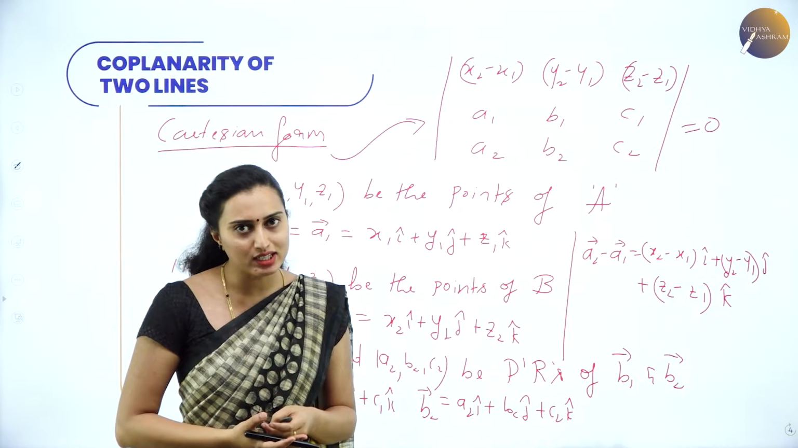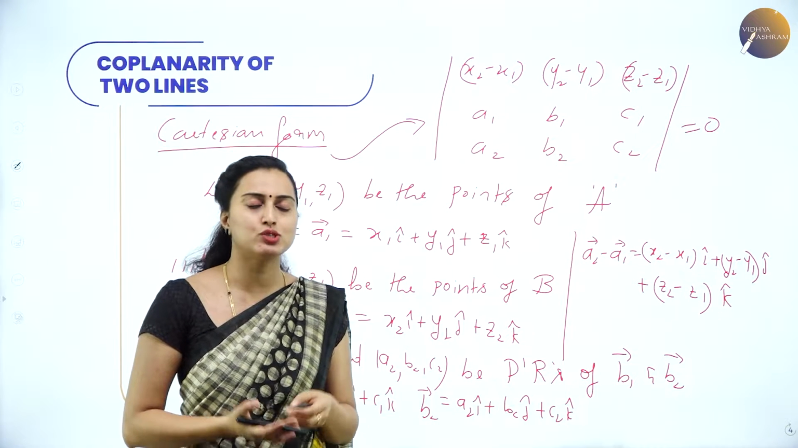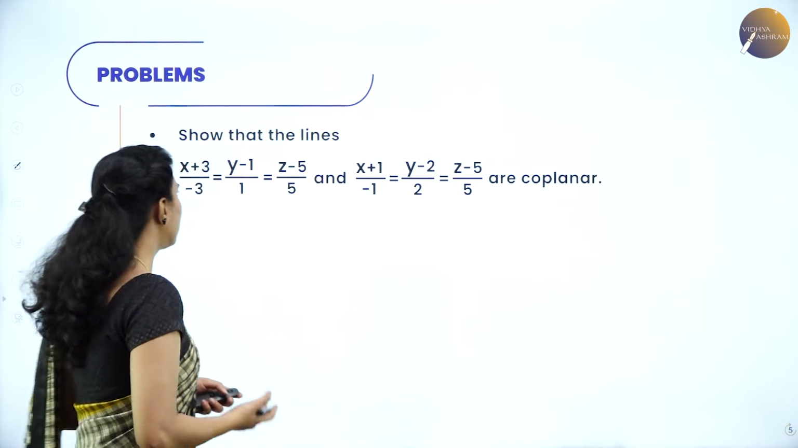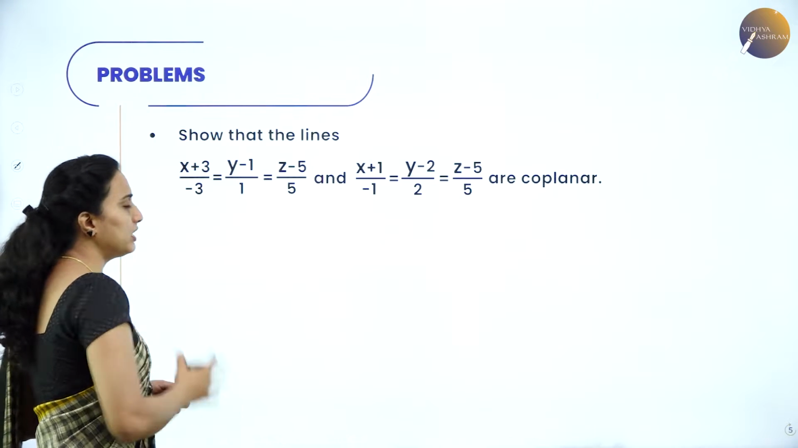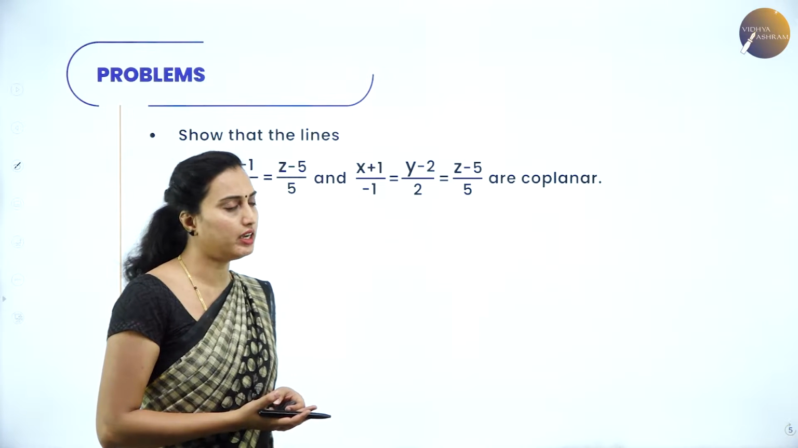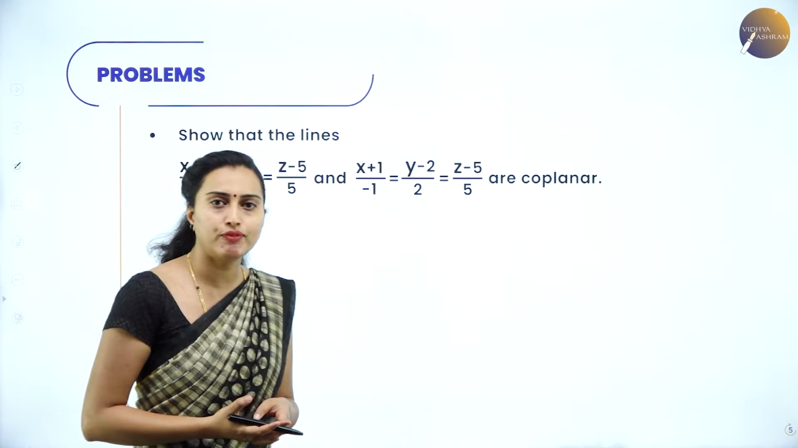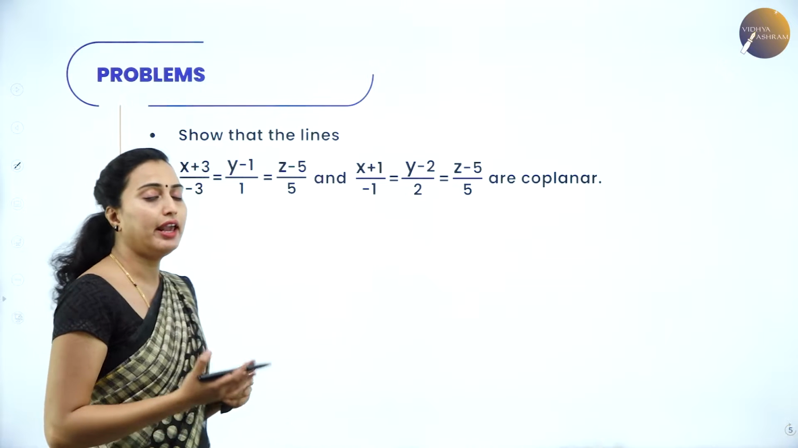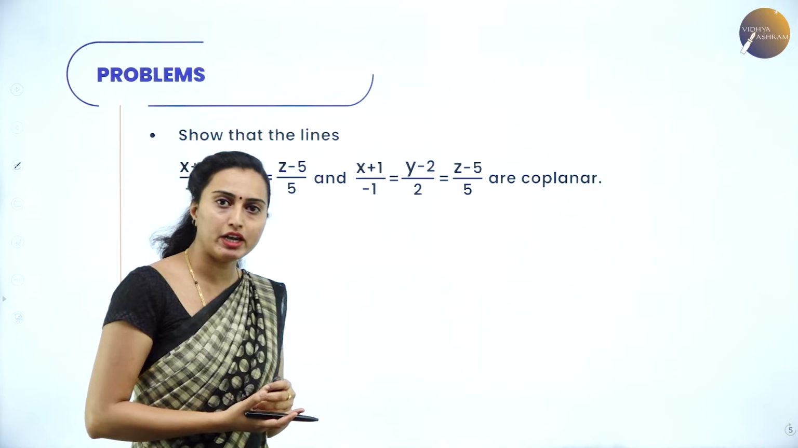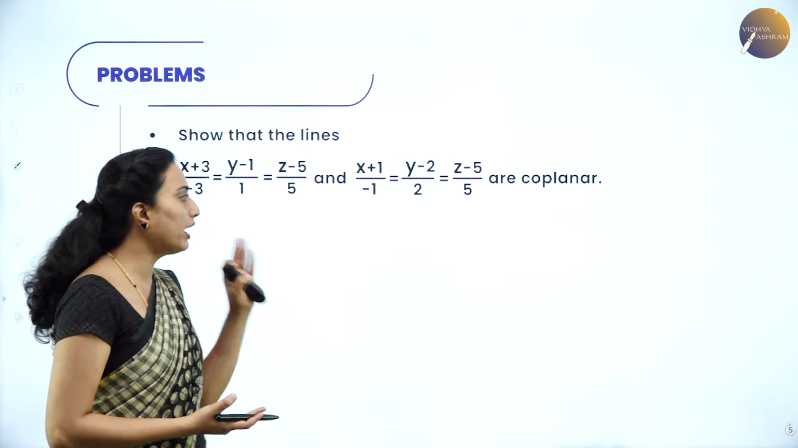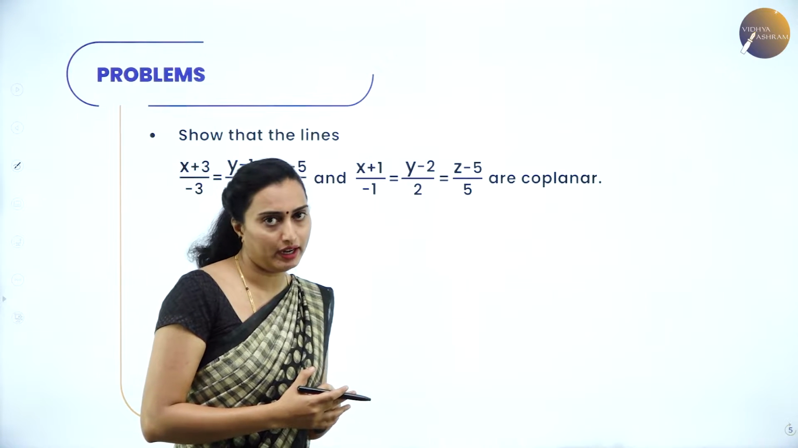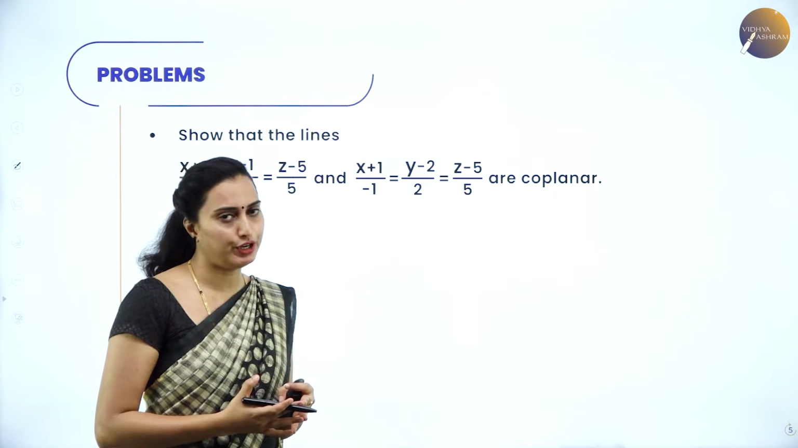Now based on this, we'll be solving the problem, dear students, so that you will get an idea. Okay, now we'll be moving on to the problem. What they've asked: show that the lines x plus 3 divided by minus 3 equals y minus 1 divided by 1 equals z minus 5 divided by 5, and x plus 1 divided by minus 1 equals y minus 2 divided by 2 equals z minus 5 divided by 5 are coplanar. If they ask for coplanar, you can use the determinant of that.